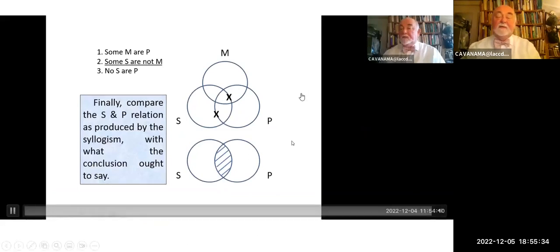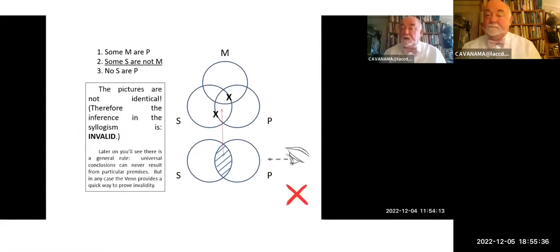All we have to do basically is to eyeball the diagram to see if it works. And of course, we know that we don't even have to go that far if we have two particular premises, because we're not going to get a universal conclusion. If we put in two X's for the two particular premises, we're never going to get a shade for the universal. It's not going to happen.